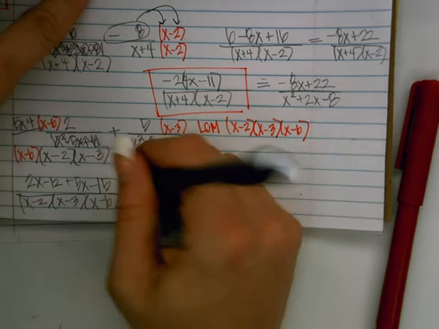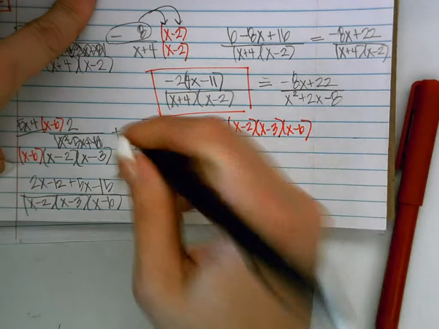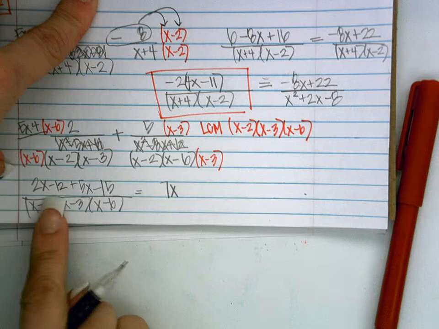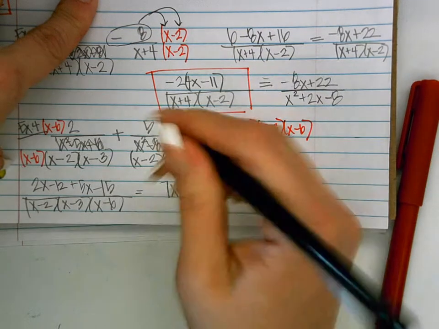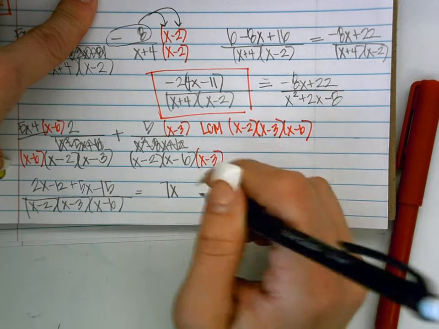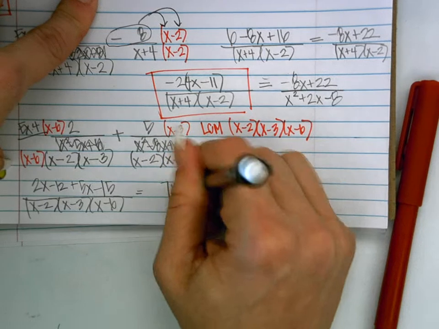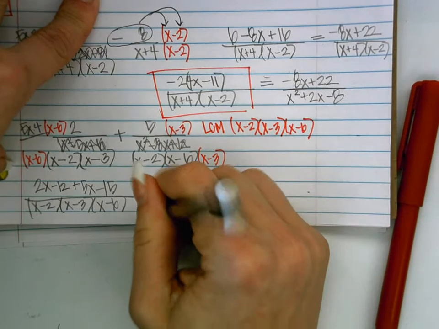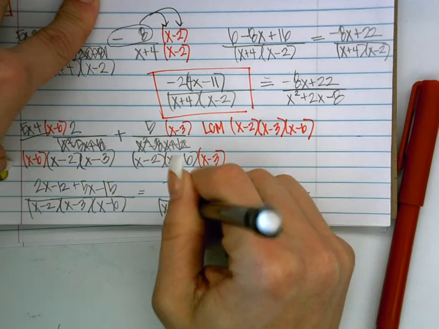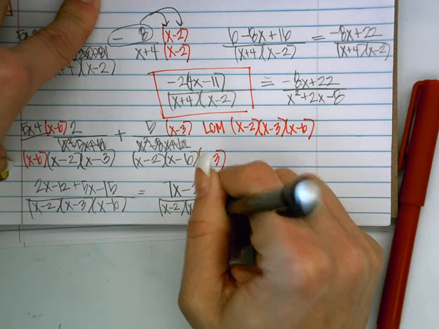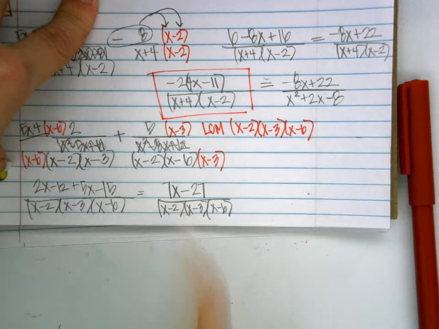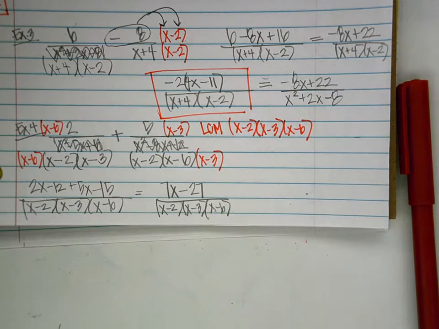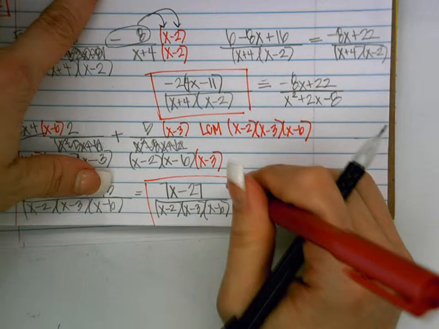Okay, so combine like terms. 2x plus 5x gives you 7x. Combine the numbers, so negative 12, negative 15 gives you what? Minus 27. I know it's Friday, but over x minus 2 times x minus 3 times x minus 6. Is there any GCF you can take out of the numerator? Can I factor that and possibly reduce anything? No. So you're done. That does not factor any further.